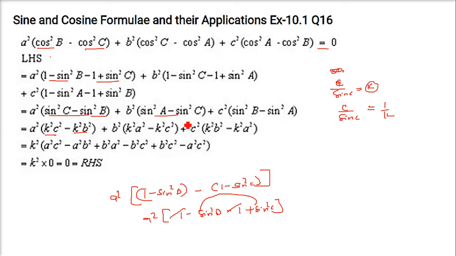Similarly for others. Now here you see, just multiply them, or you can take K square common. When you take K square common, this will be A square C square, this will be A square B square, B square A square, B square C square, C square B square, C square A square, and this all gets cancelled. A square C square, A square C square cancelled, A square B square, A square B square cancelled, minus B square C square, and B square C square cancelled, you get a 0.